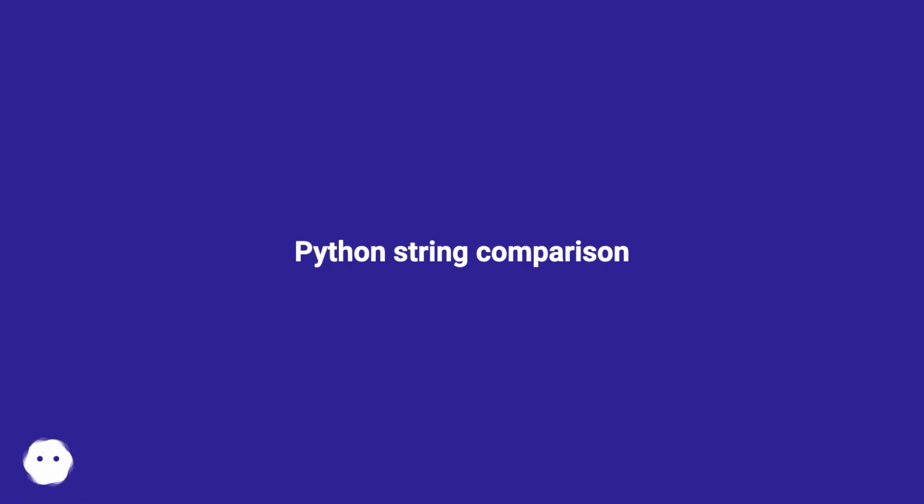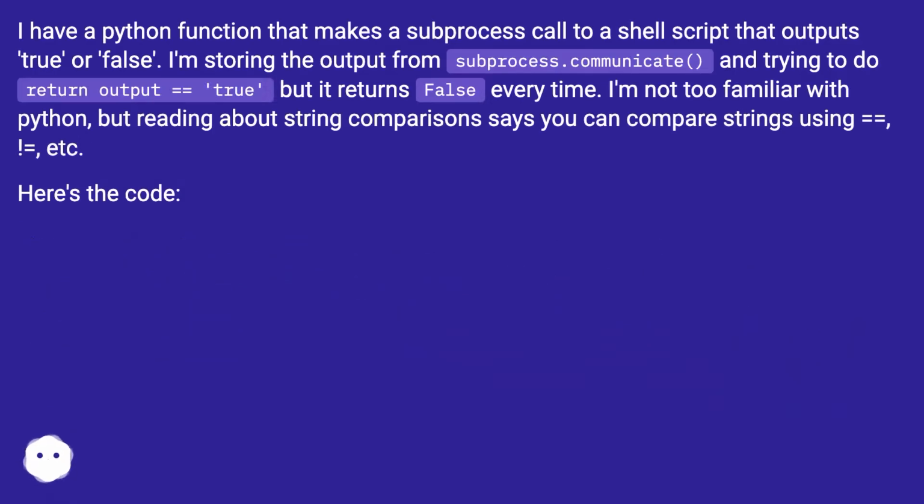Python string comparison. I have a Python function that makes a subprocess call to a shell script that outputs true or false. I'm storing the output from subprocess.communicate, then trying to do return output equals true, but it returns false every time. I'm not too familiar with Python, but reading about string comparisons says you can compare strings using equals, not equal, etc. Here's the code.